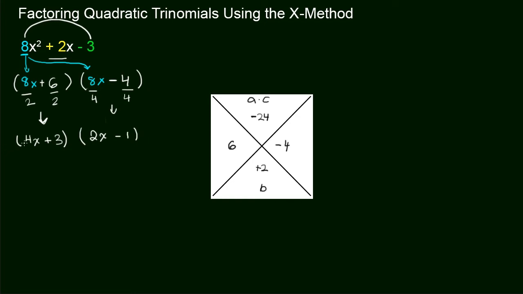I now have two binomial expressions in its simplest form. I can't divide it out by anything other than 1. And so this is my final answer of the factored form of 8x squared plus 2x minus 3.